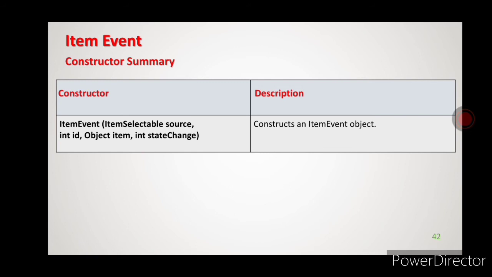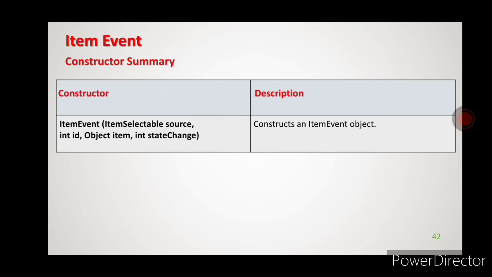ItemEvent takes 4 parameters here. The first one is an ItemSelectable source. Source means from which event source the item event is generating. If the item event is generating from a checkbox, it will return the event source as a checkbox or a radio box like that. ID means which event is happening, item event, action event, like that.